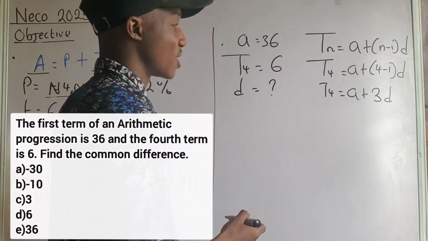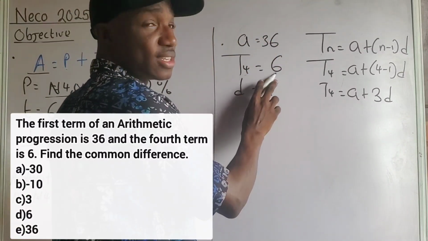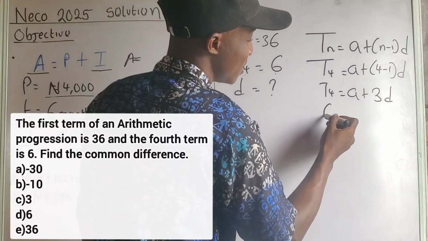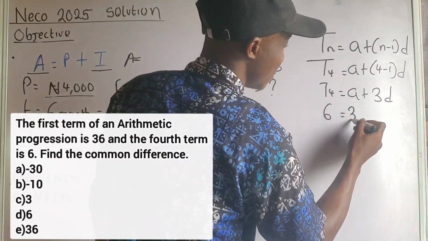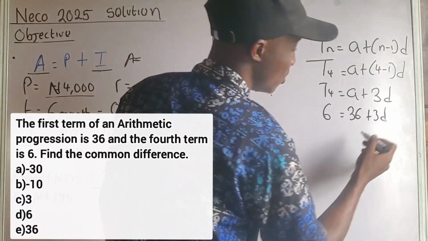Do you understand? Okay. Now the fourth term has been given as 6. Do you get it? So I'm going to have 6 equals A plus 3D. A has been given as 36, so I'm going to have 36 plus 3D. Do you understand?